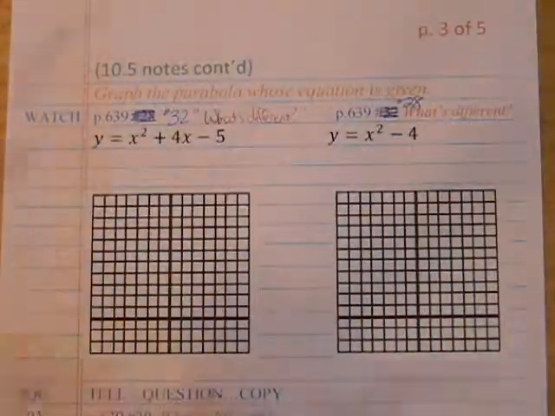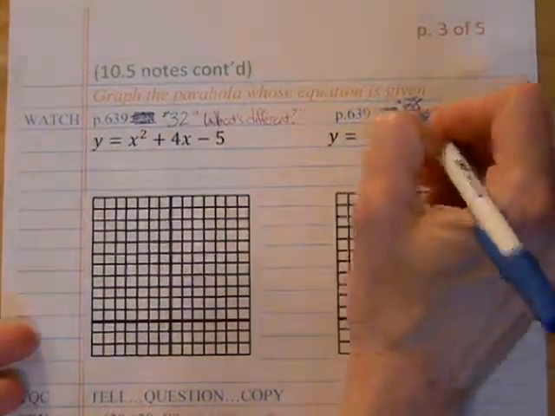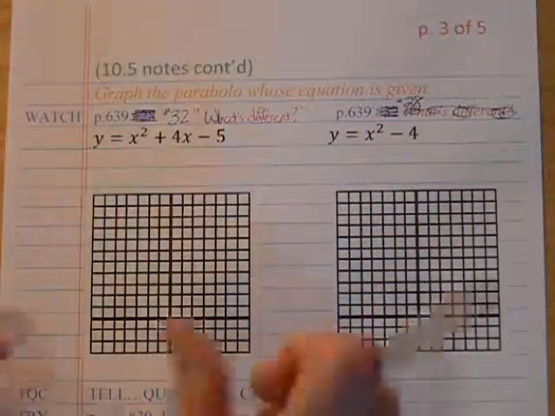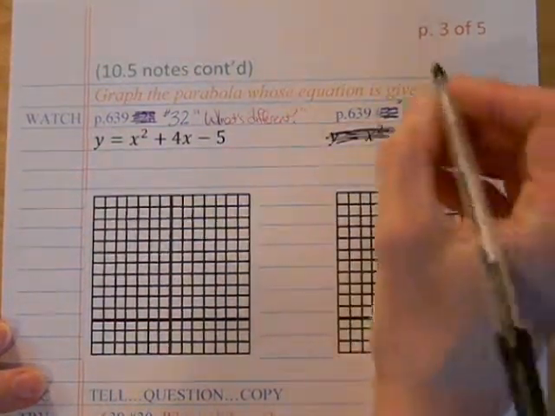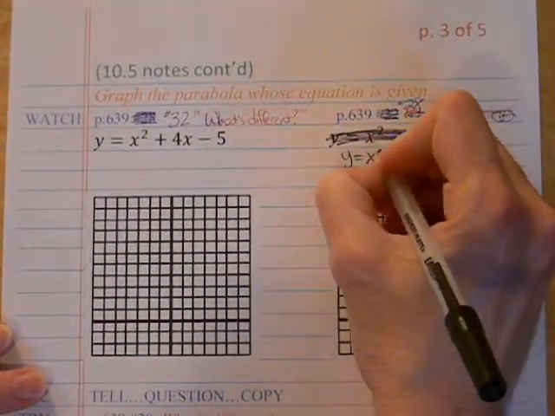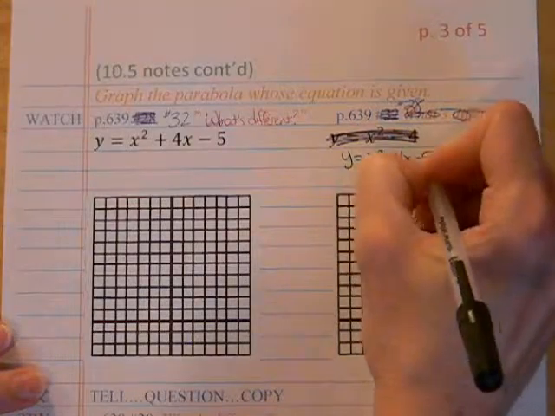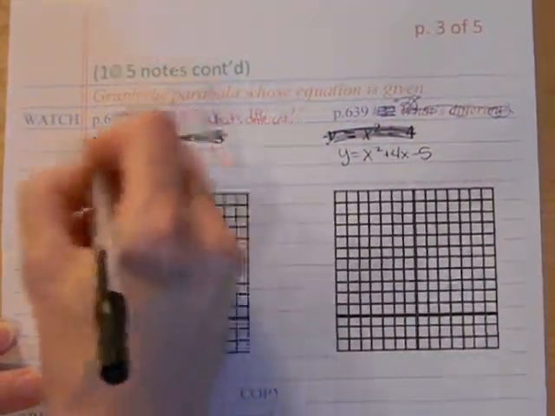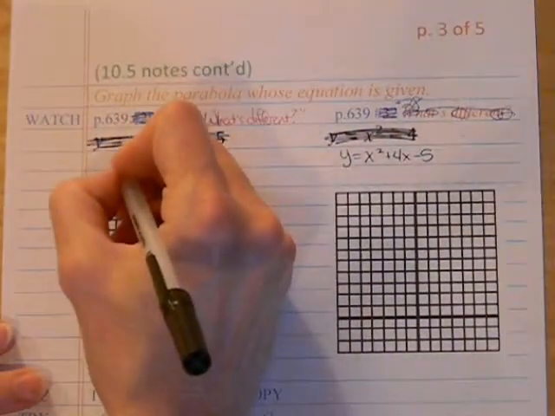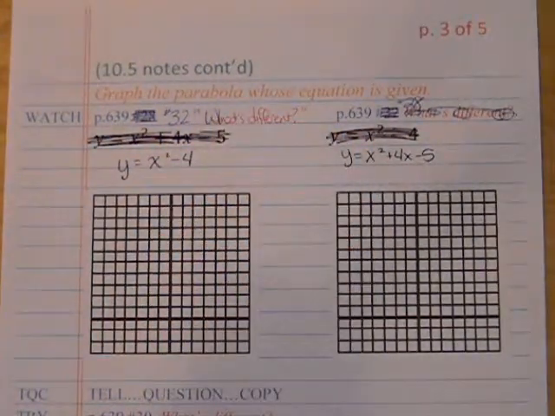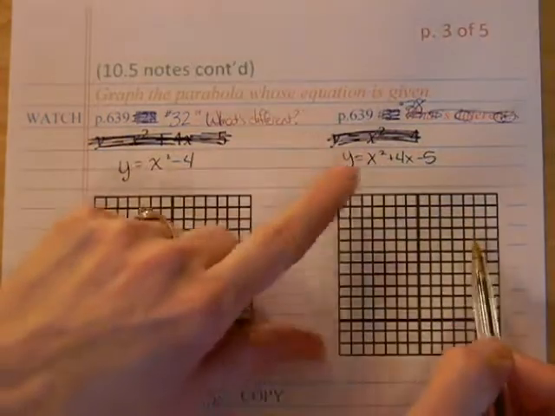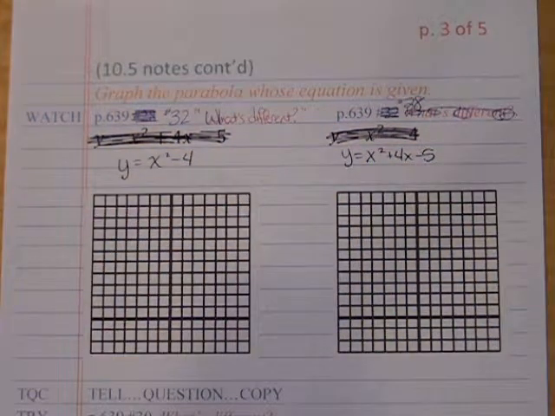Okay, thank you guys for putting up with me on that. And that means I'm going to rewrite the equations as well. So instead of x squared minus 4 here, I'm going to have y equals x squared plus 4x minus 5. I'm just flip-flopping these two. And this one over here I want to be y equals x squared minus 4. Okay, so I'm actually going to start over here on the right, looking at this one.